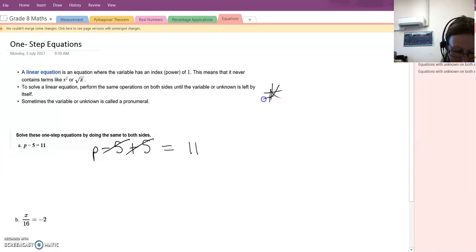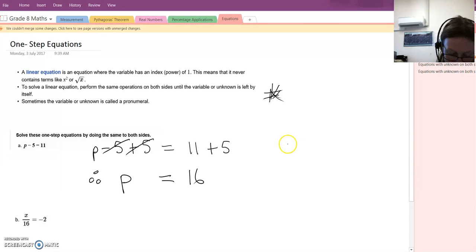Let's look up here. Perform the same operations on both sides. So I can't just add 5 to one side. It's okay to add 5 to one side as long as I add it to the other. So whatever you do to the one side, you have to do to the other. It's like balancing the equation. So I've now got left on the left-hand side p, and then I do 11 plus 5, which is 16.